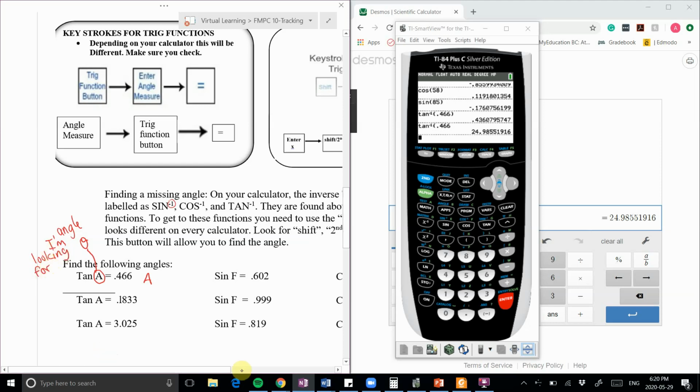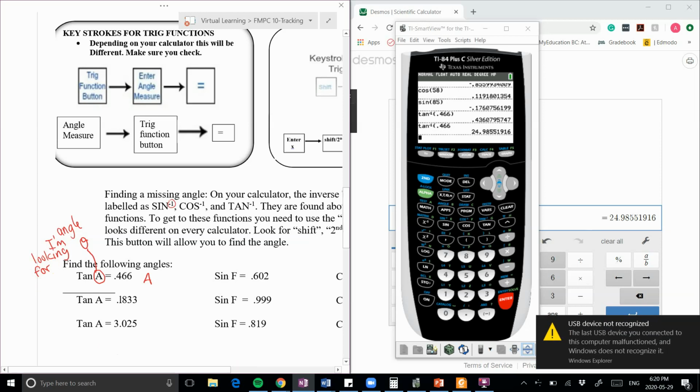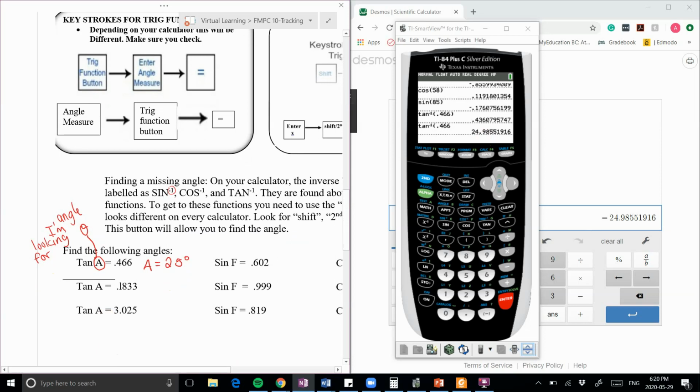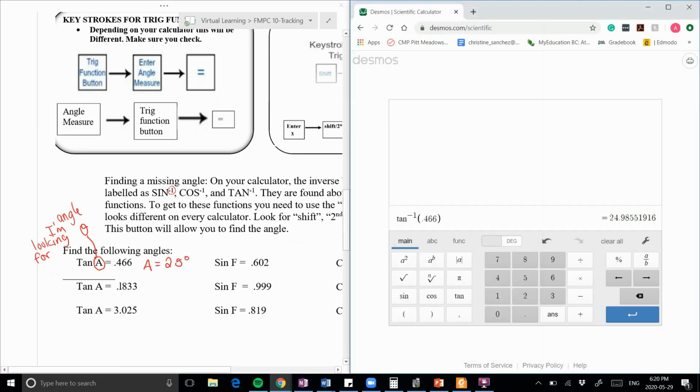So here I'm looking for A, here I'm looking for F. So A here, my angle is 24.9, and usually we put these to a whole number, so 24.9 would round up to 25 degrees. So tan 0.183, so to find an angle, I have to use the inverse. So let's try this one.